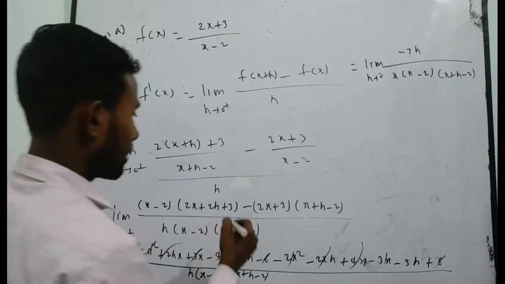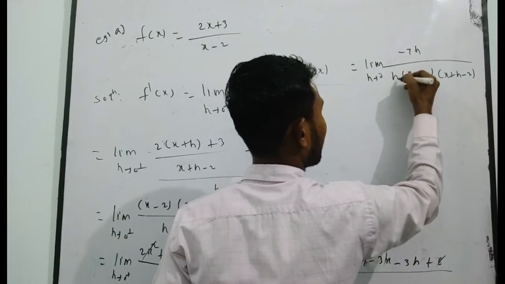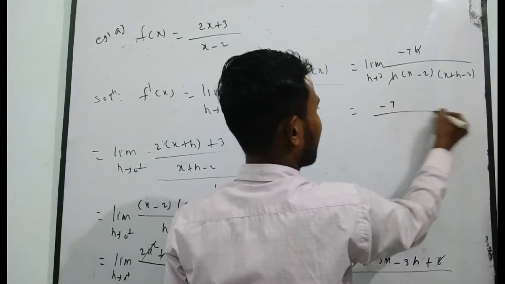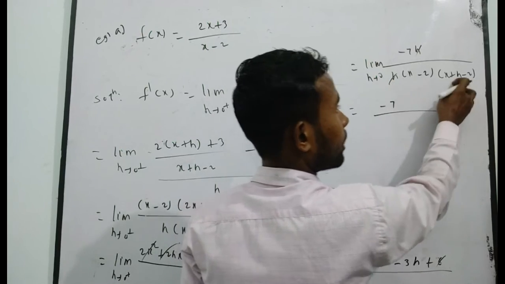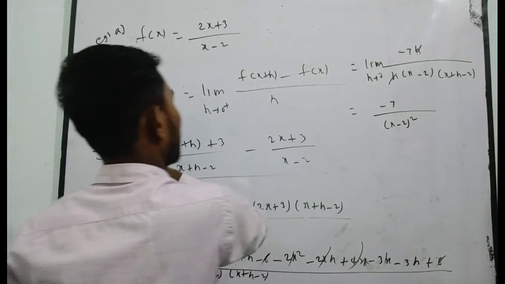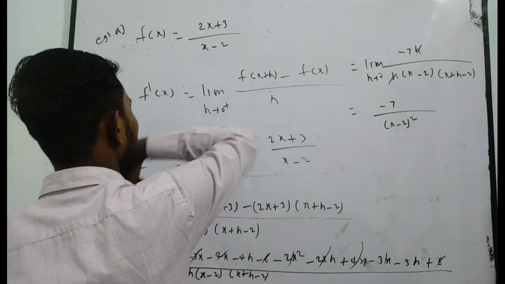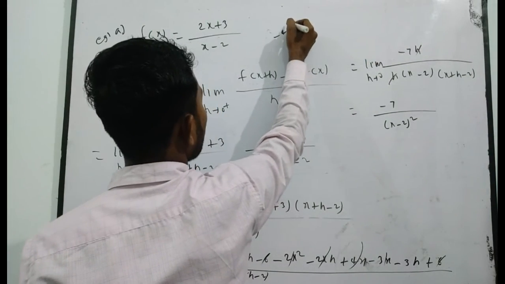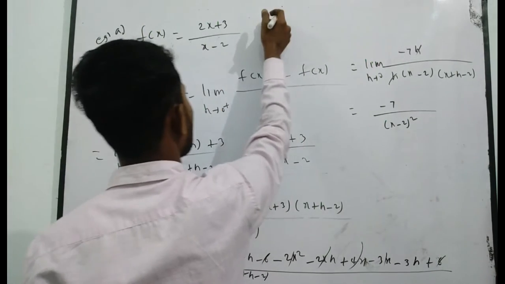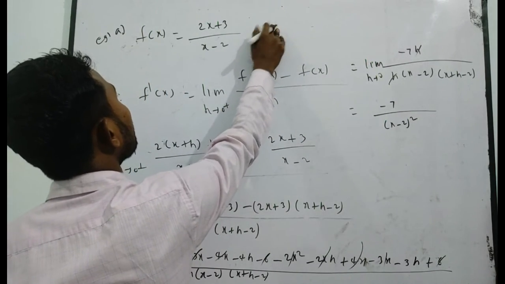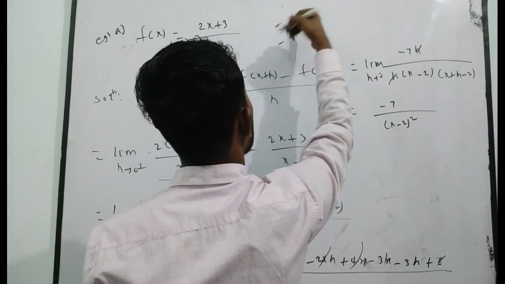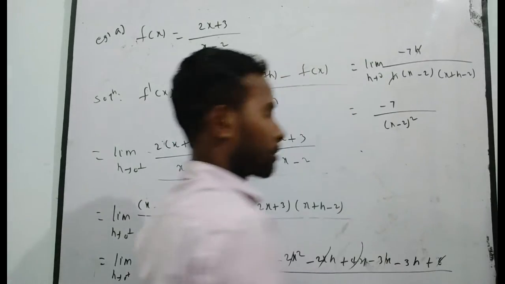Here h is cancelled, and you get minus 7 divided by, if you put h equal to 0, (x - 2)(x - 2), which will be (x - 2) whole square. Minus 7, the numerator is 2x plus 3 minus 4, okay. It will be minus 7 by (x - 2) whole square.